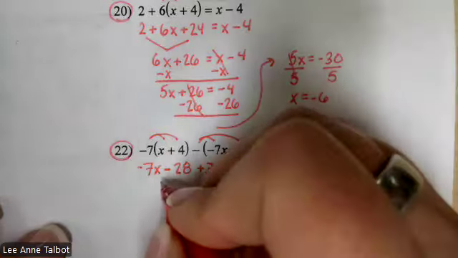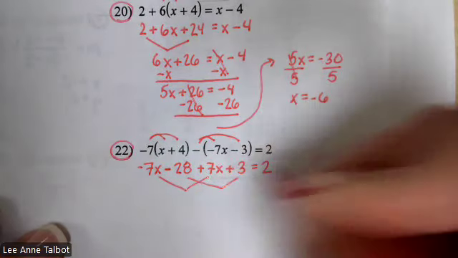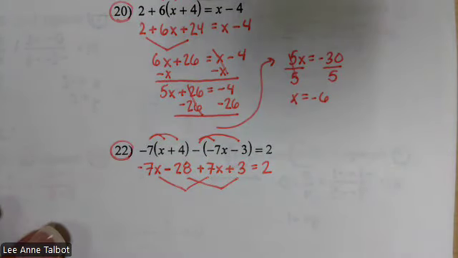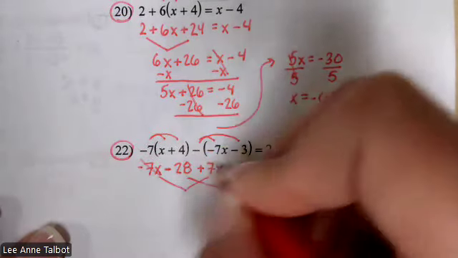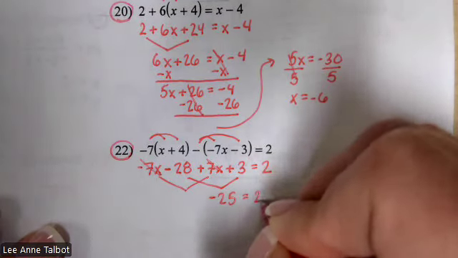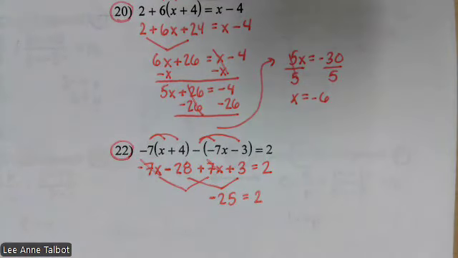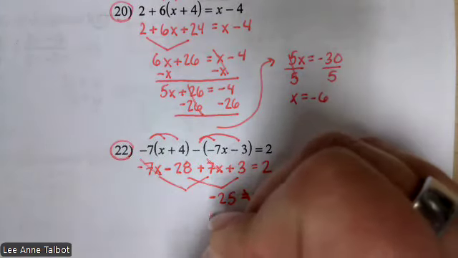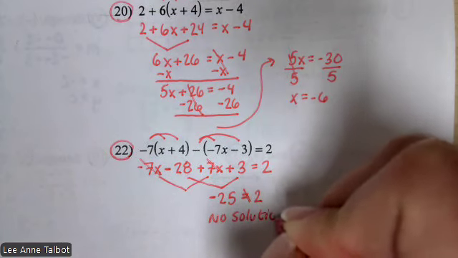Okay, combine like terms. So I'm going to combine these two and combine those two. -7x and 7x cancel. So that's just nothing. You can cross them out if you like. -28 plus 3 is -25 equals 2. Now, I've done a lot of math in my life. I do math like, let's say, 8 hours a day, 5 days a week. I've never come up with a time when -25 equals 2. Those two never equal each other, even with all the math I've done. So the answer is no solution.